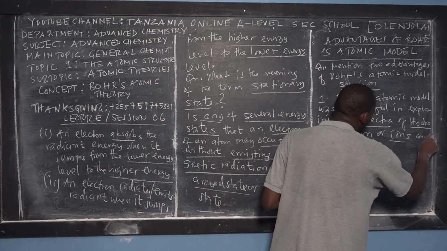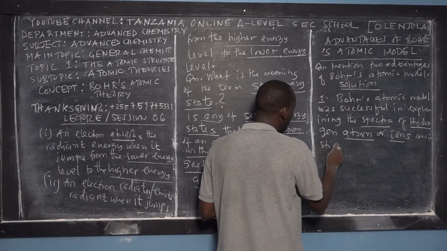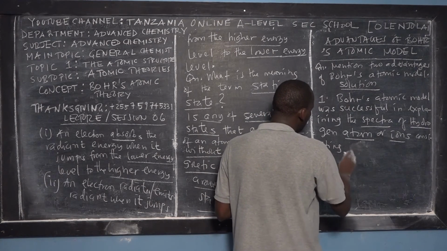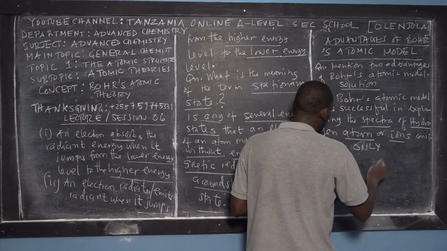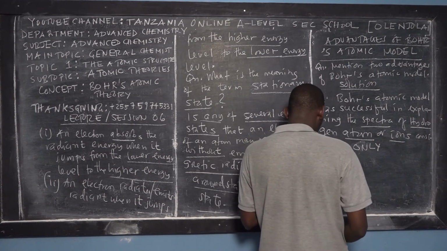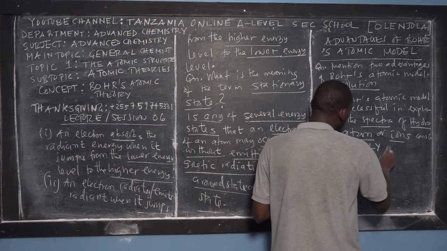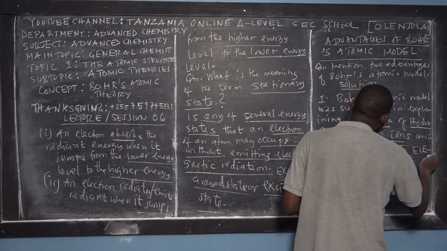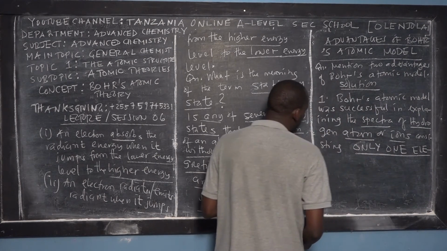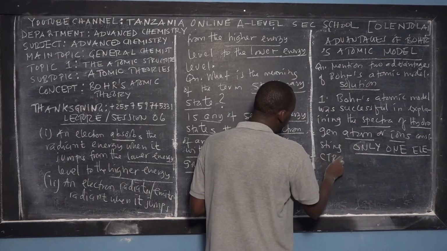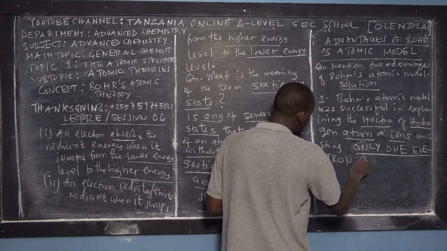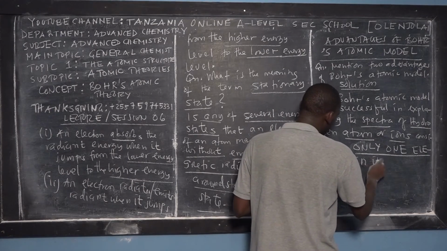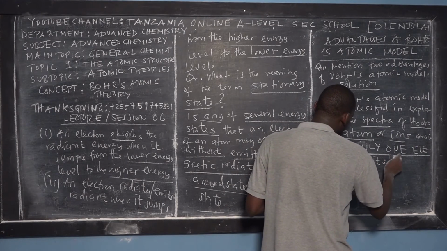only one electron. Let me write this in capital letters, just to give you the key point. Only one electron. So it is limited to the ions or hydrogen atoms consisting of only one electron in its shell. In its shell.